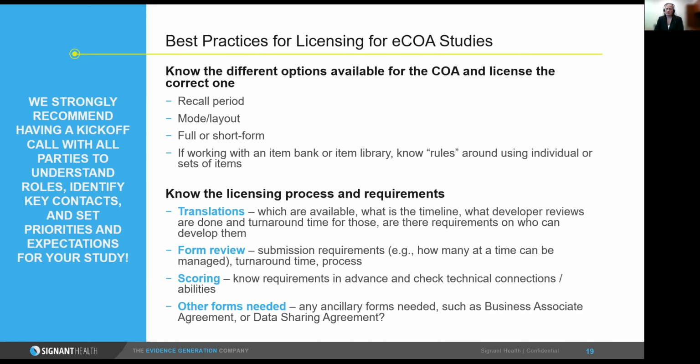It's important to know the different options available for your clinical outcome assessment and that you license the correct one. I've seen many times when I've done a form review and I've seen that someone programmed the acute version, which is a 1-week recall for the SF-36, and they wanted to use the standard version. They'd licensed something that wasn't the right one that they wanted, and everything had to start over through no fault of the ECOA vendor or the developer, really. So these things are really important to make sure that you have in advance, especially when in many companies, a procurement group is the one doing the licensing.